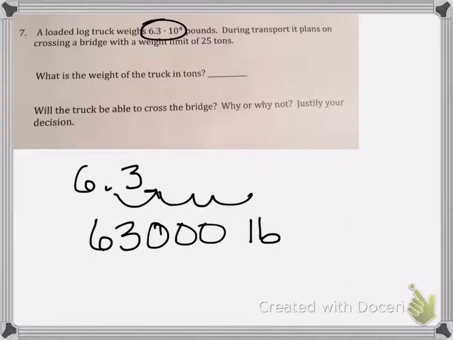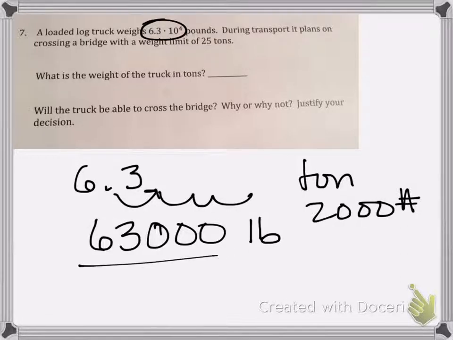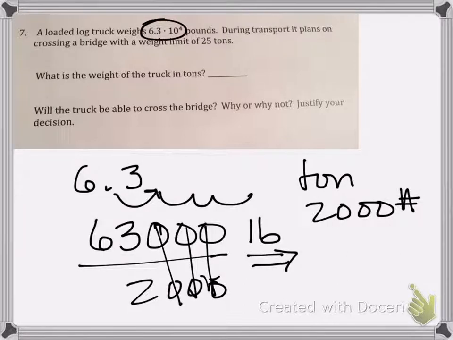Since each ton, if you were not aware, is 2,000 pounds, then we'd simply have to divide 63,000 by 2,000 to determine how many tons this truck weighs. Those cross cancel easily enough to leave us with a weight of 63 divided by 2, which is 31.5 tons.